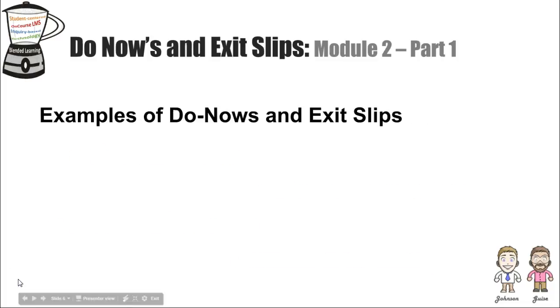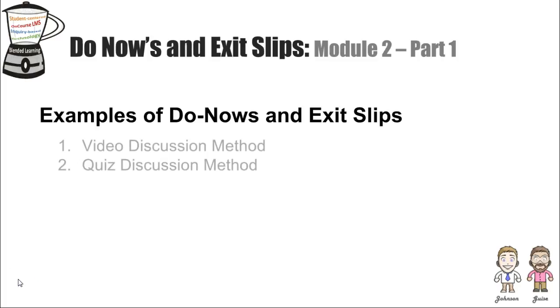So what we're going to do is we're going to move on and provide you with some examples of do nows and exit slips. We're going to take a look at a video discussion method and a quiz discussion method. Both of these will be in their own separate little videos, so make sure you check them out. Maybe come up with a couple do now examples or exit slip examples that you use currently in your class.